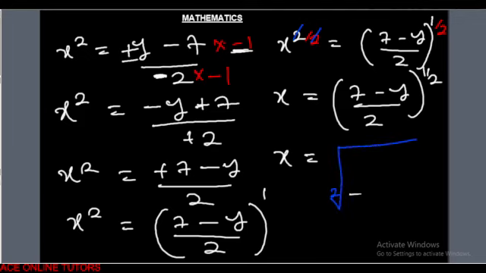If you like, put the 2. If you like, don't put it. But if it is any other number but 2, then we must put it. So this will be the square root of 7 minus y all over 2. This is our final answer.